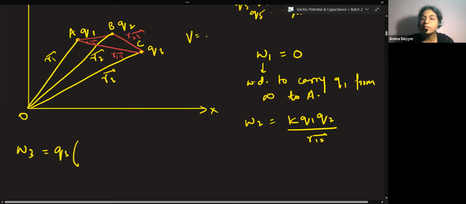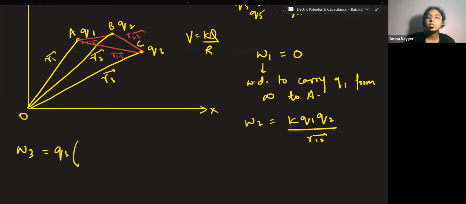Now, the general formula of potential is what? KQ divided by R. We are getting the potential not only because of A this time. Now B is also generating potential on this point C. So first we will have the potential at point A. If this is your point C, we are calculating the potential at point C. What will be the value of potential due to Q1? Separation between A and C is R13. Charge is Q1. So what will be the potential? This is the general formula of potential.